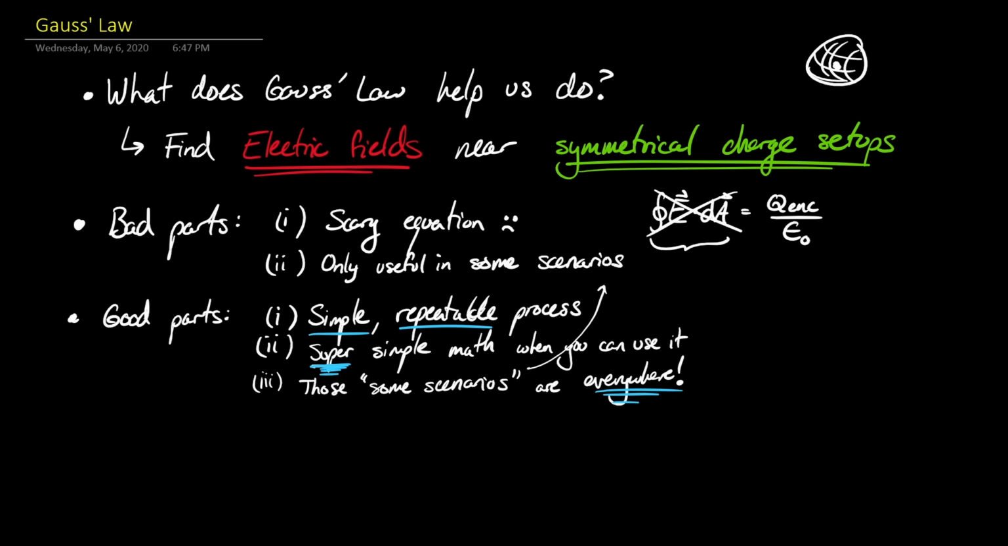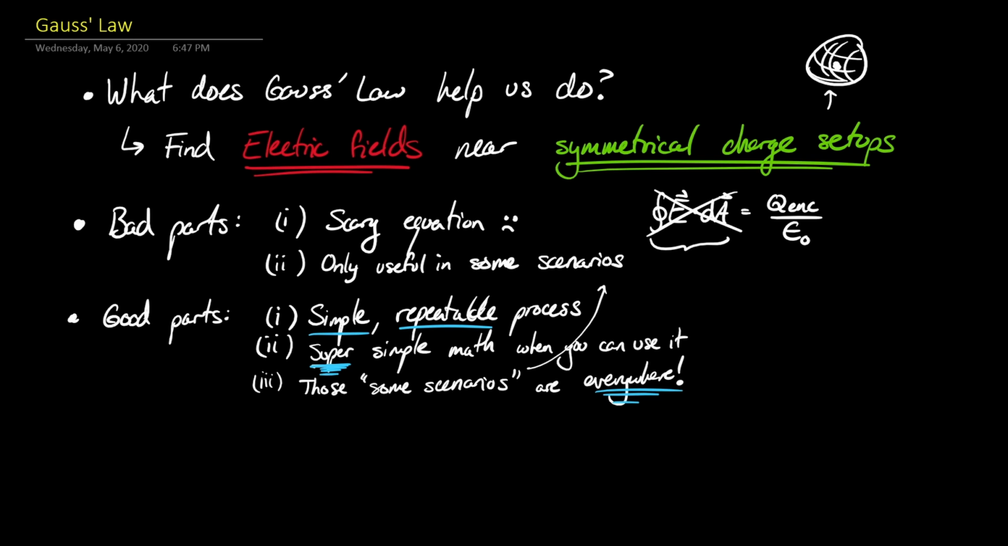Second bad part is, as I said up above, it's only useful in these very ideal scenarios where you have a really, really symmetrical object, like a sphere, or a perfect line, or a perfectly thin plate of charge. So you can't use it in general to find electric fields.